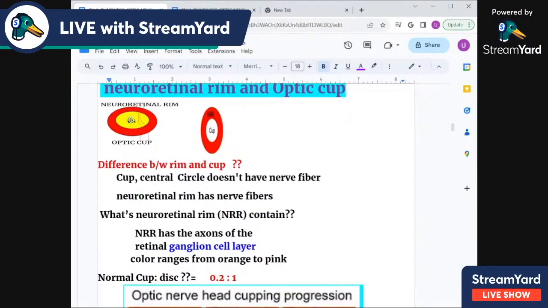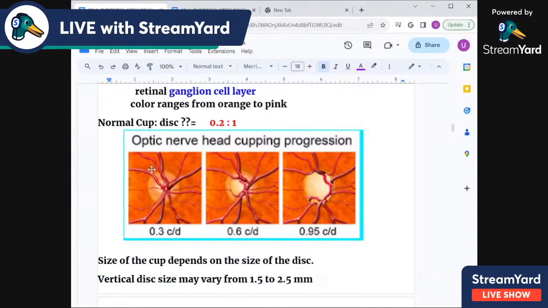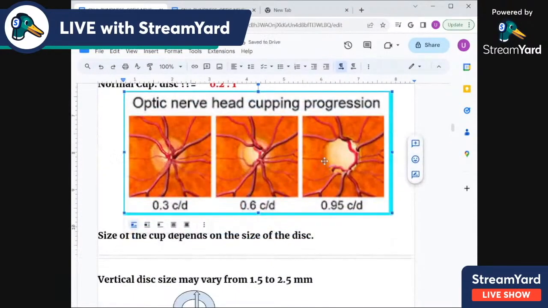So what is optic cupping? Cupping is enlargement of the optic cup. The optic cup enlarges, the rim atrophies, so it gets blindness. You see here, the normal CD ratio for the cup is 0.3. When the cup enlarges, the CD ratio increases. See here it's 0.6, the cup enlarging, and here the cup completely occupies the optic disc area, and the neuroretinal rim has disappeared, atrophied. The CD ratio is 0.95 compared to the normal of 0.3.